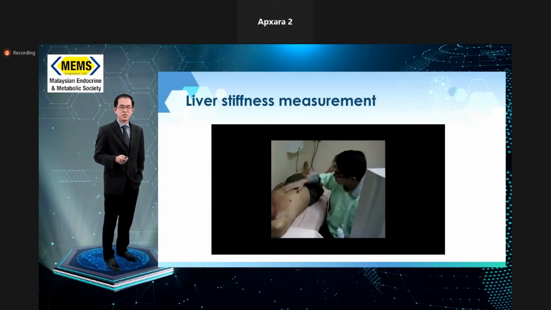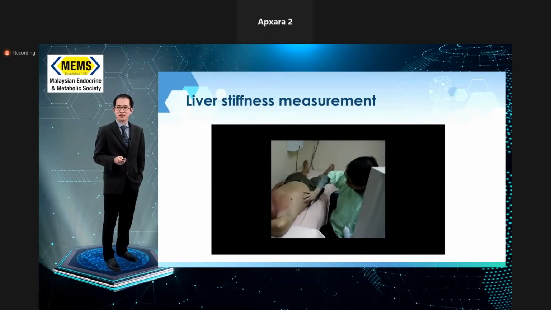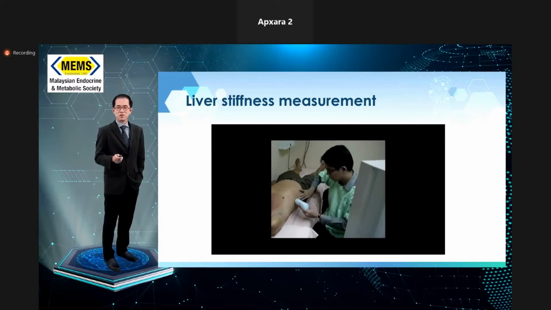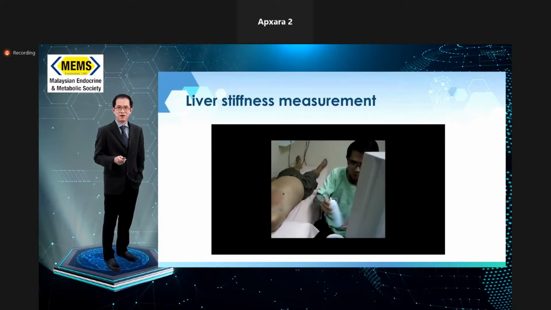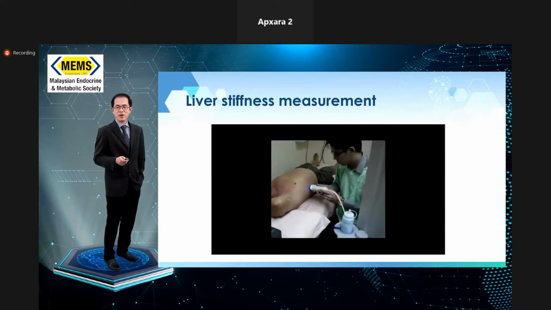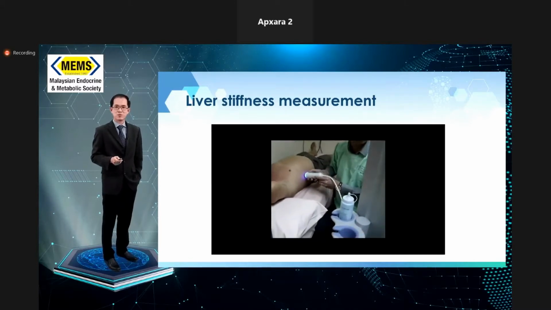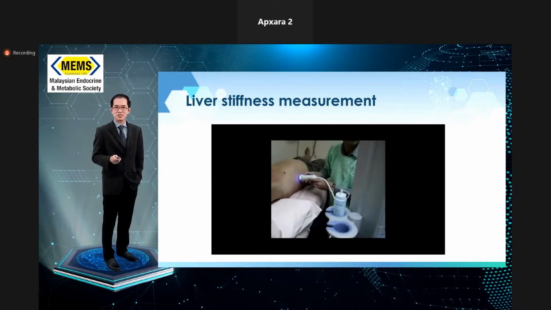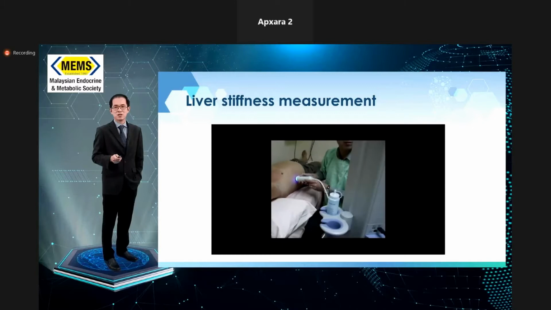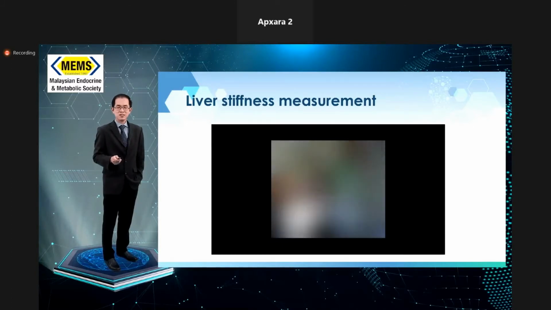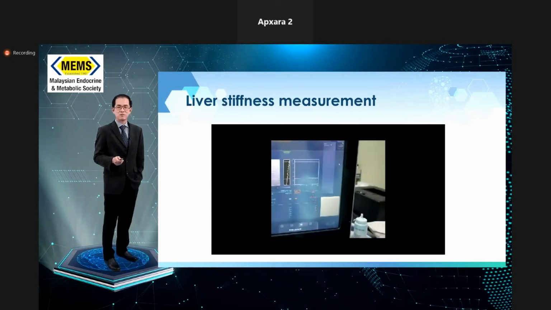Patient will come for the examination fasting for at least 2 hours, and the intercostal space under which the liver lies will be identified. The probe has a mechanical actuator that produces a vibration that travels through the liver tissue. On the same axis, there's an ultrasound probe which measures how fast the vibration travels through the liver tissue. And this is translated by the computer into a liver stiffness measurement.